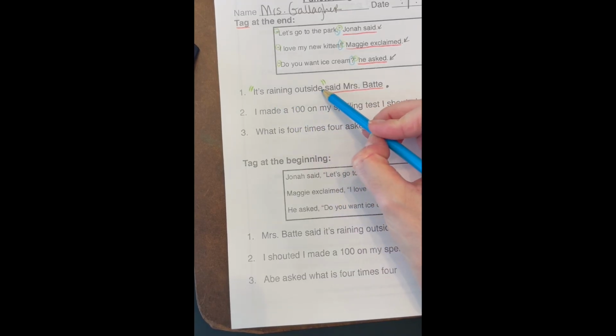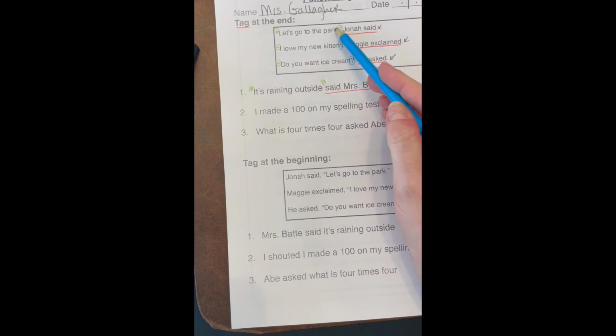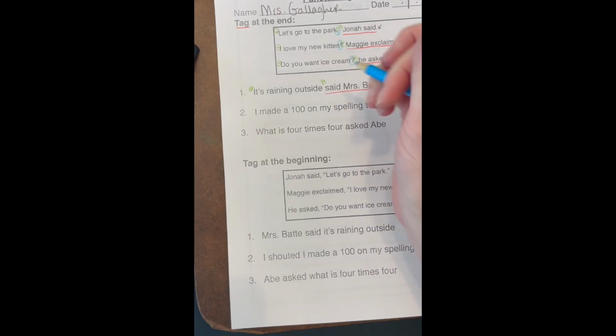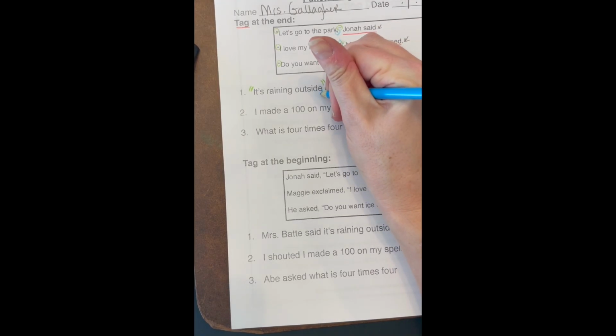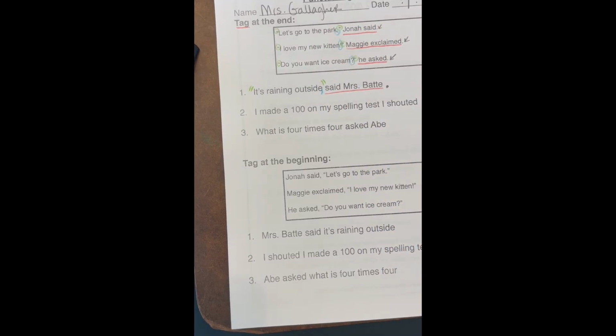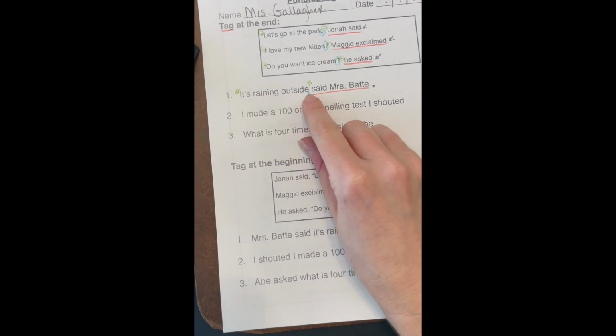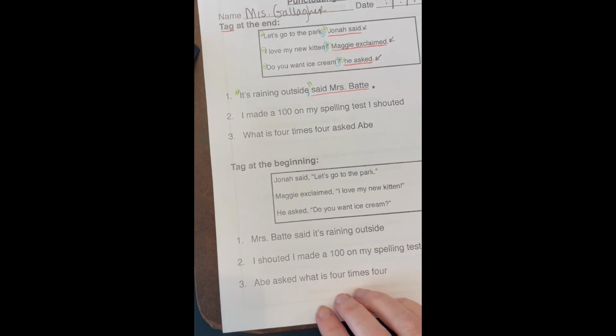After she's done speaking, I need something. I either need a comma or an exclamation point or a question mark. Since she's not yelling or exclaiming or asking anything, she's just saying it, I'm going to put a comma because it's just calm, regular speech. There's nothing too exciting going on. Make sure that comma is slightly inside of the end quote. And that's how we're going to mark these.